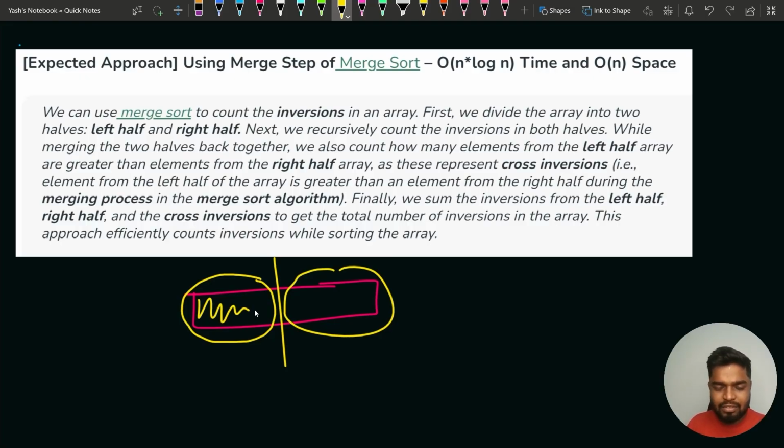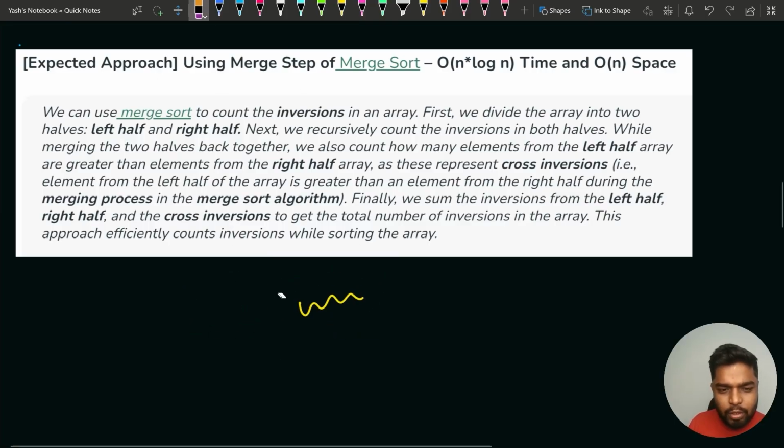Initially you had the whole array, and you divided it into two halves. For the left array, the same process will be applied, and for the right array also the same process will be applied. Inversion count for the left half and the right half would be done. After that, you have to finally merge both the sorted arrays. What you can see here is we also count how many elements from the left array are greater than the elements in the right array, as they represent the cross inversions.